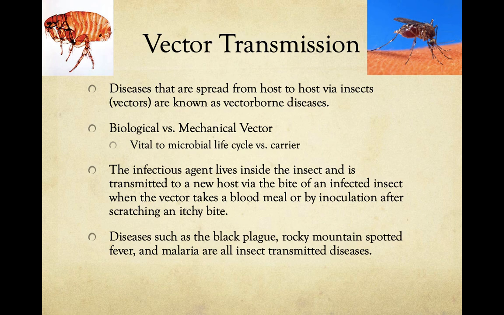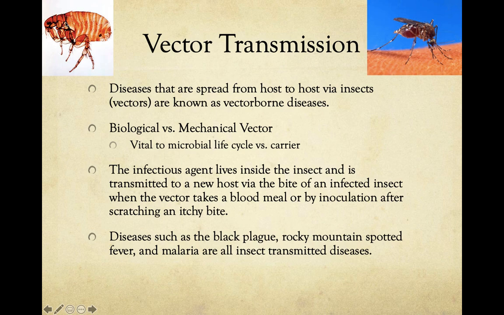And if you are spread around by an insect, you are known as a vectored disease. This is vector transmission. So this little flea will take a blood meal from a rat. The bacteria that causes the Black Plague lives inside of the rat. It will go up inside of the flea's mouth in here and clog up his stomach. So essentially what's happening is this flea will never be able to eat.